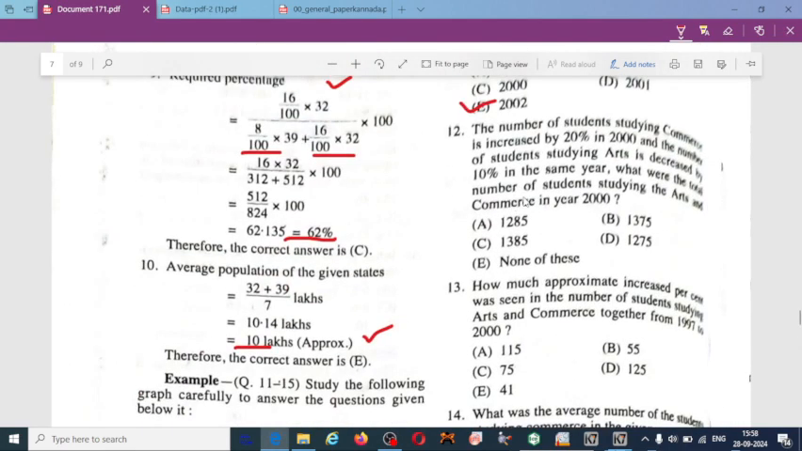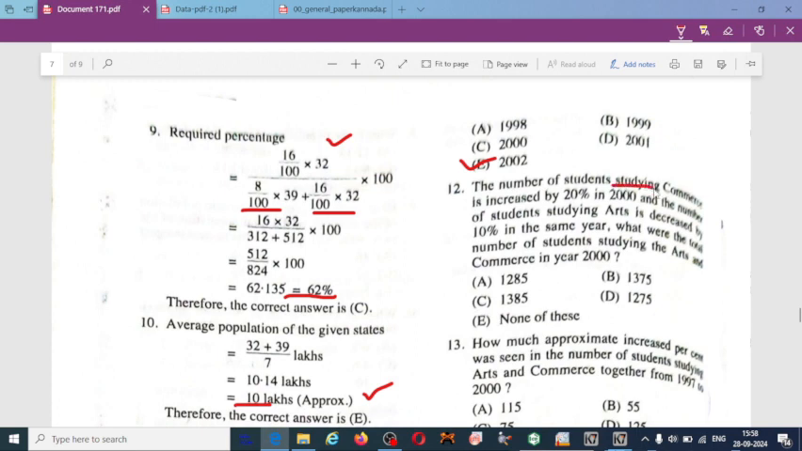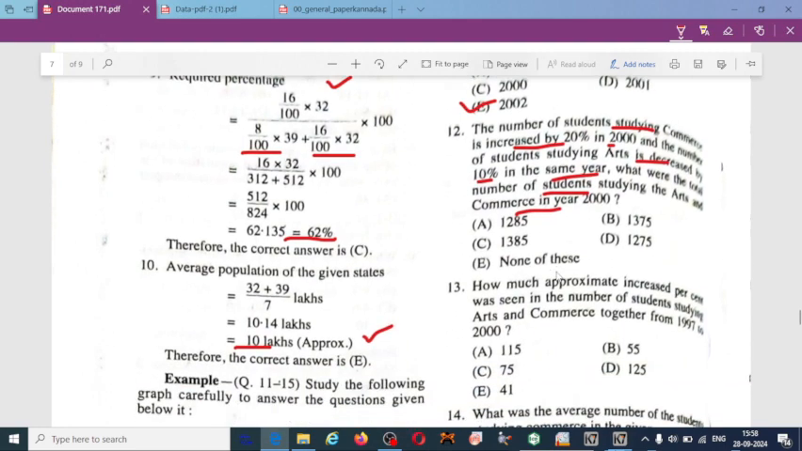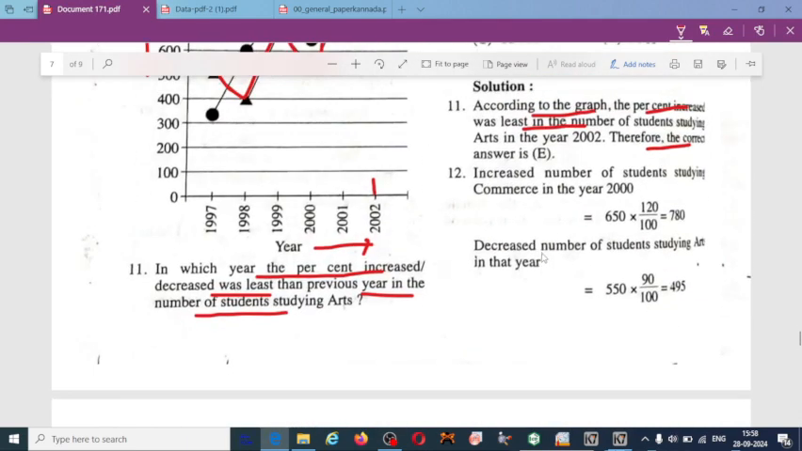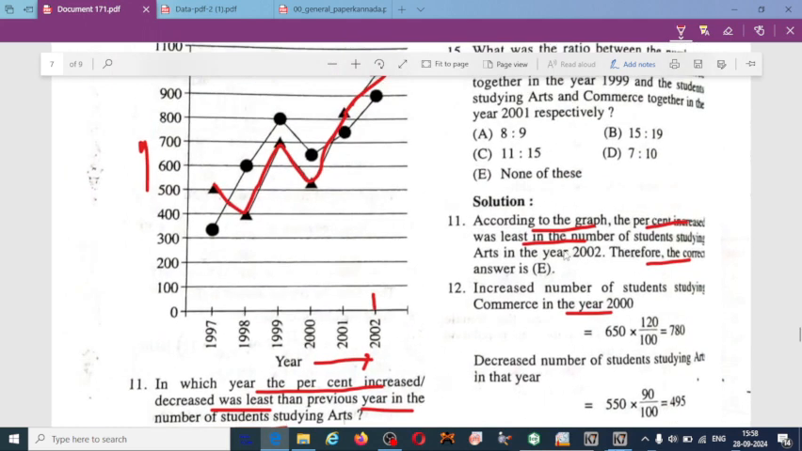So second question, the number of students studying commerce is increased by 20% in 2000 and the number of students studying arts is decreased by 10% in the same year. What were the total number of students studying the arts and commerce in the year? Whether increased or decreased, the total number of students for the same year in the two subjects, commerce and arts, you should calculate. So the increased number of students studying commerce in the year 2000, how much?